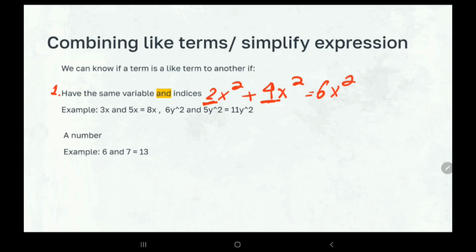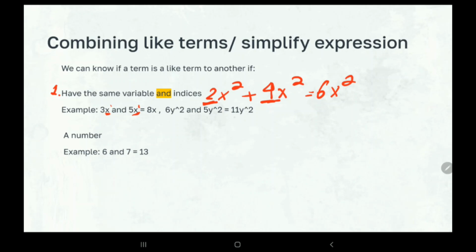Another example is 3x and 5x. They still have the same variable and the indices of 1, so they are still like terms. If we add them, it will be 8x. And another example is 6y squared and 5y squared. When we add them, it will be 11y squared.